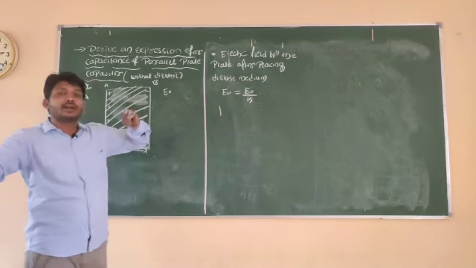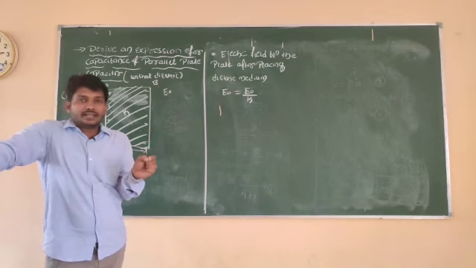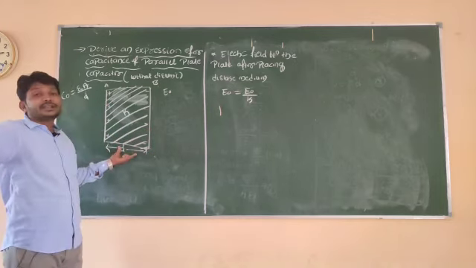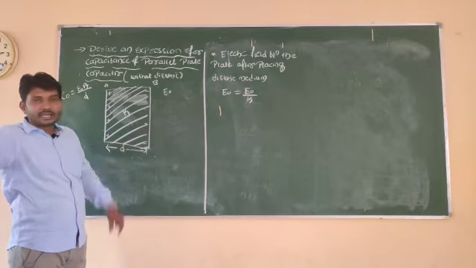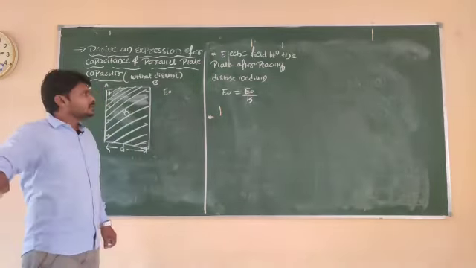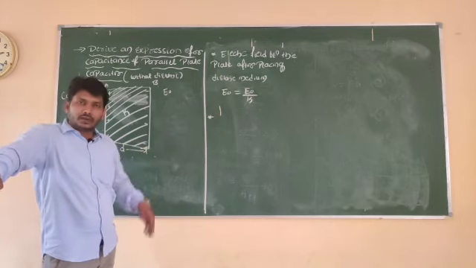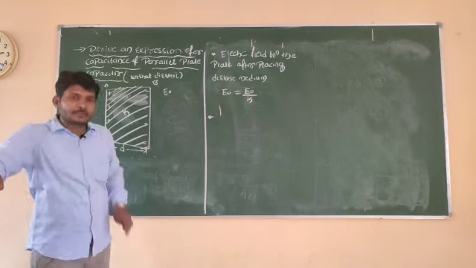Why? Because its value will decrease. The electric field lines decrease if you place the dielectric medium between plate A and plate B. So now look here. If the field value changes from E naught to E naught by K, then what about its potential?